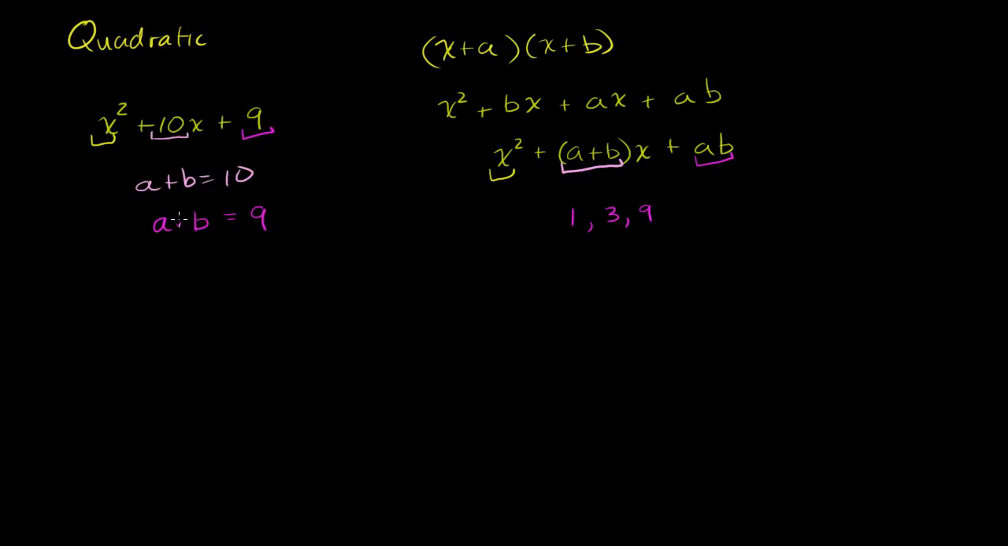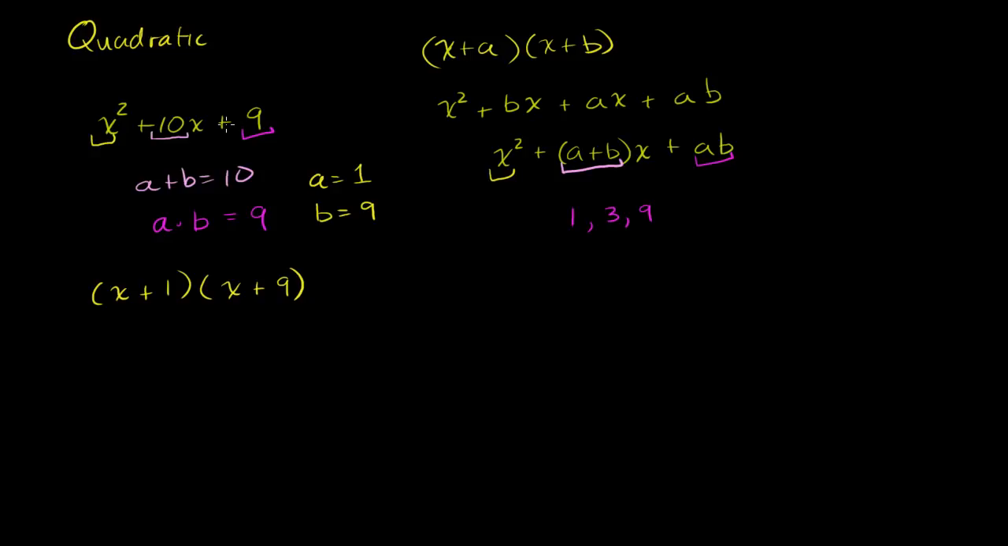Now, if it's a 3 and a 3, then you'll have 3 plus 3, and that doesn't equal 10. But if it's a 1 and a 9, 1 times 9 is 9, and 1 plus 9 is 10. So it does work. So a could be equal to 1, and b could be equal to 9. So we could factor this as x plus 1 times x plus 9. And if you multiply these two out using the skills we developed in the last few videos, you'll see that it is indeed x squared plus 10x plus 9.